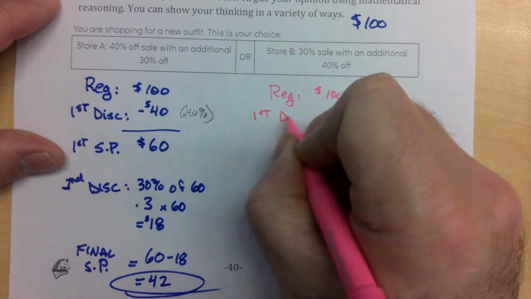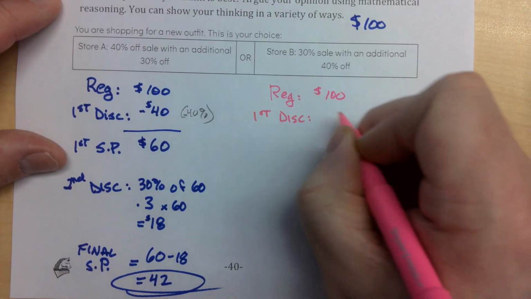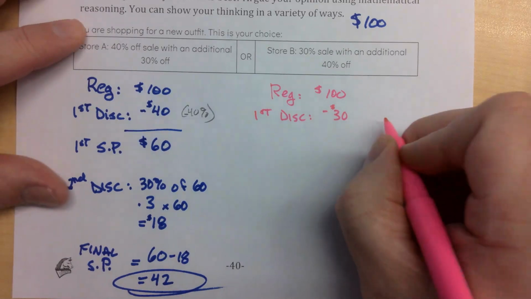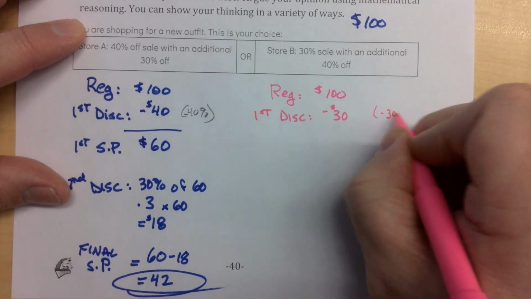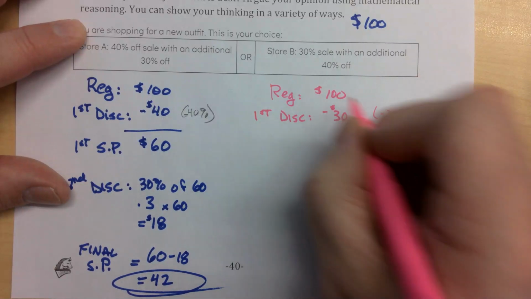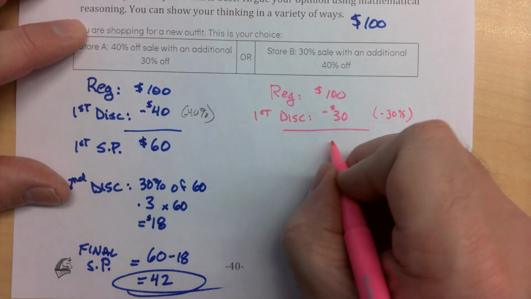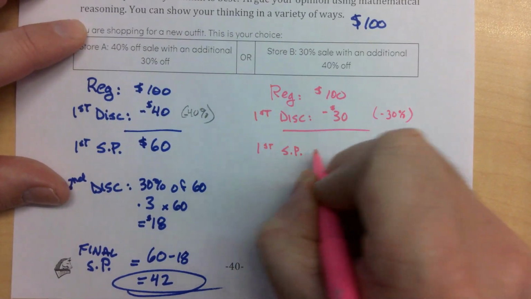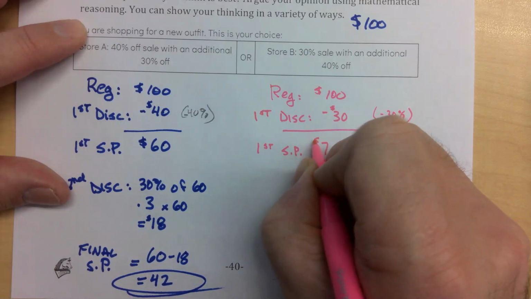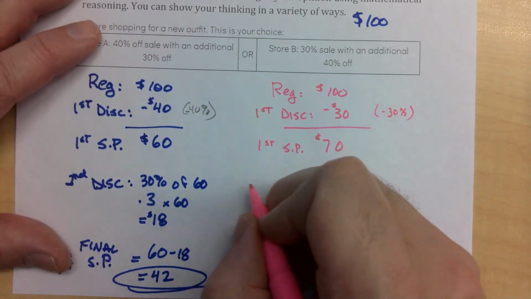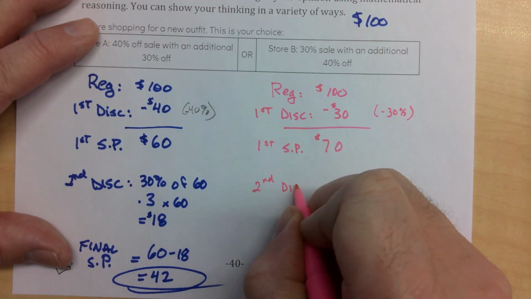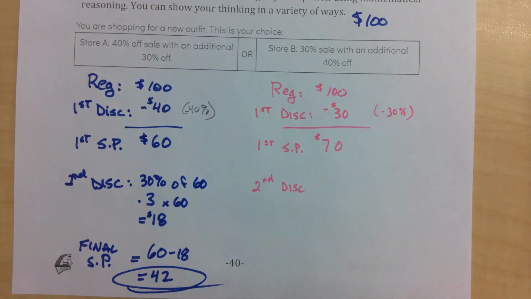The first discount is equal to minus $30, because $30 is the same as 30%. It's a $100 item. Okay, so this time, the first sales price here is higher, isn't it? It's $70. Looks like there could be a mismatch. But, on the other hand, the second discount, pardon me, it's higher.